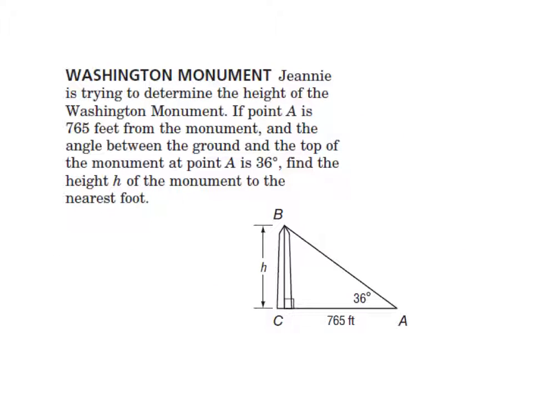Another problem, Washington Monument. Jeannie is trying to determine the height of the Washington Monument. If point A is 765 feet from the monument and the angle between the ground and the top of the monument at point A is 36 degrees, find the height h of the monument to the nearest foot.